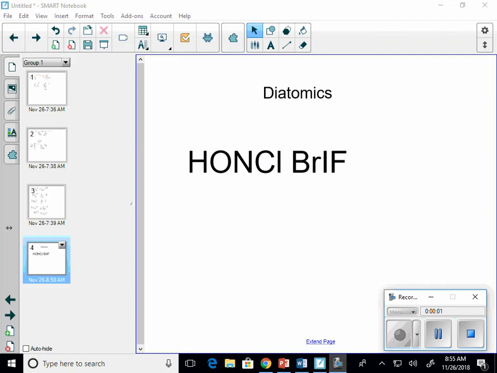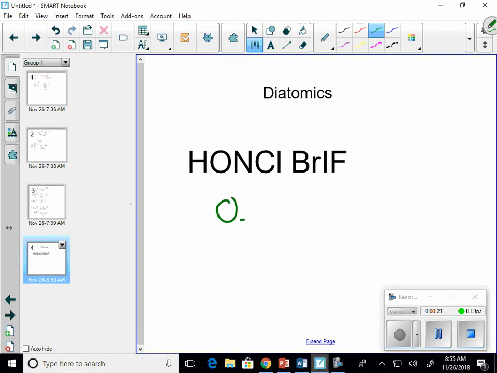A silly way to remember the diatomic elements on the very bottom of this How Do Elements Exist sheet is called Hunkelbrief, which means absolutely nothing other than it's a mnemonic device to try to remember which nonmetals don't exist just as O, but instead O2.